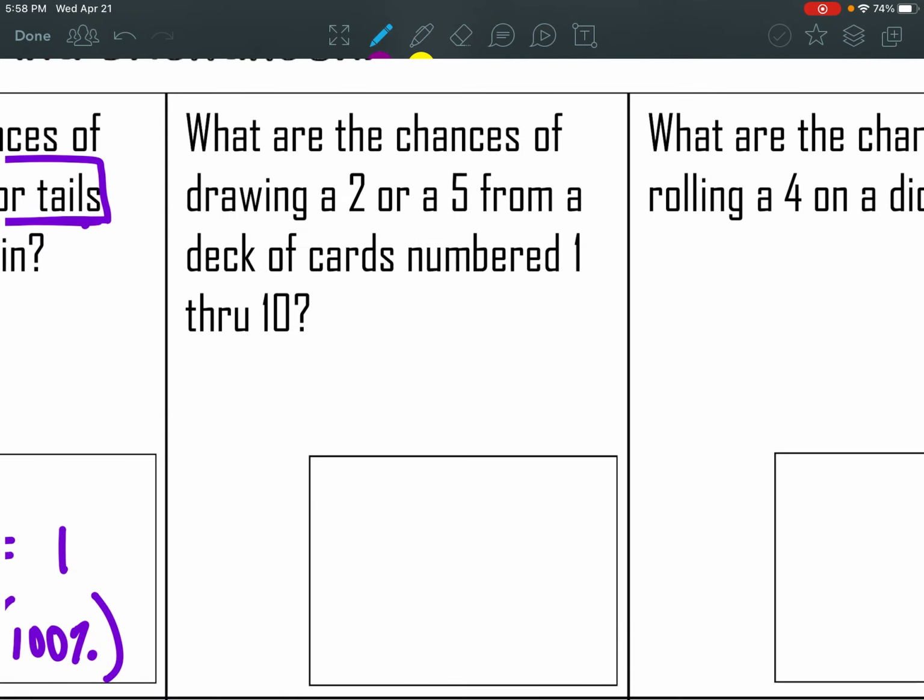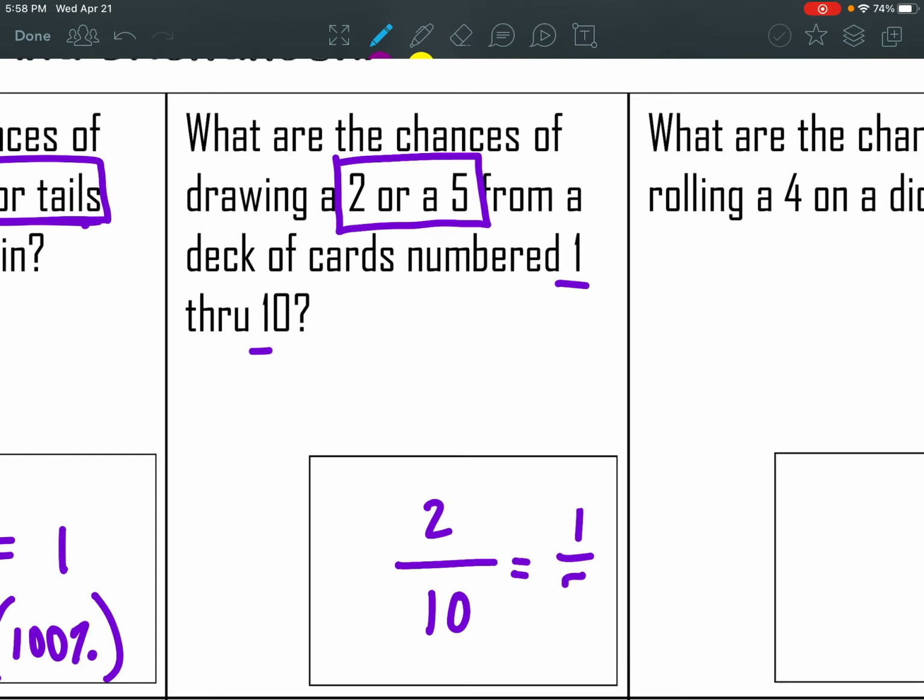What are the chances of drawing a 2 or a 5 from a deck of cards numbered 1 through 10? So we know there are a total of 10 cards. And then how many of them are a 2 or a 5? Well, there's 2 of them. And then we do always want to simplify probability, and we can divide both the 2 and the 10 by 2.